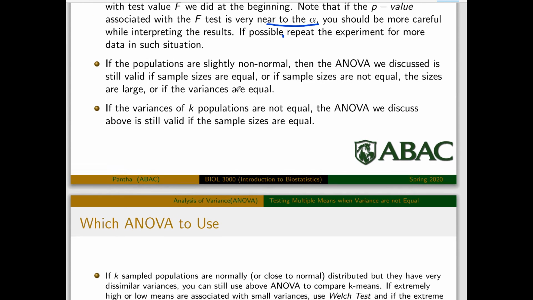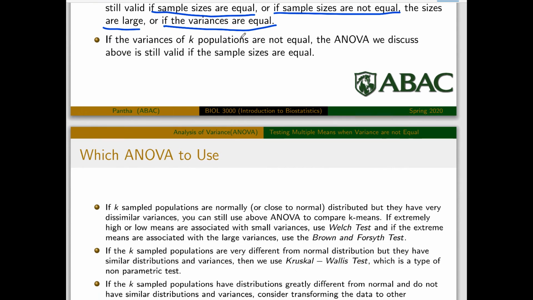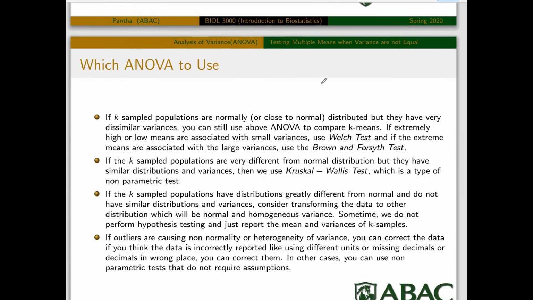If the population is slightly non-normal, then the ANOVA we discussed is still valid if the sample sizes are equal. Or if the sample sizes are not equal but large, you are still okay. And if the variances are equal, you are still okay if you deviate slightly from normal. If the variances of K populations are not equal, the ANOVA we discussed above is still valid if the sample sizes are equal. That's what it says.